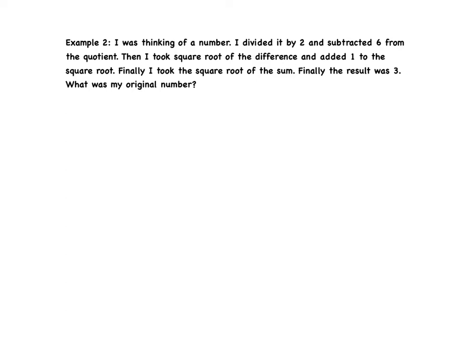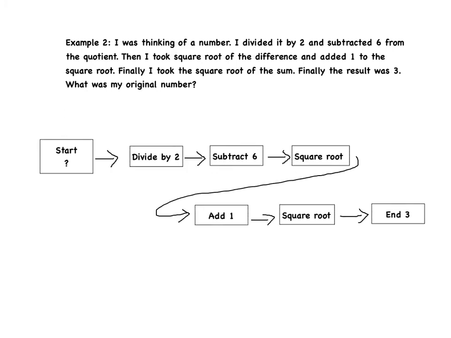Okay, so we can do this. So again, we can use charts to help us. So we had a number in the beginning, which I don't know what it is, so I put a question mark here. And then I divided that by 2. And then I subtracted 6 from the quotient. And then I did the square root after the subtraction. And then I added 1. And then finally, I took the square root again to get to 3. So 3 is the final answer.